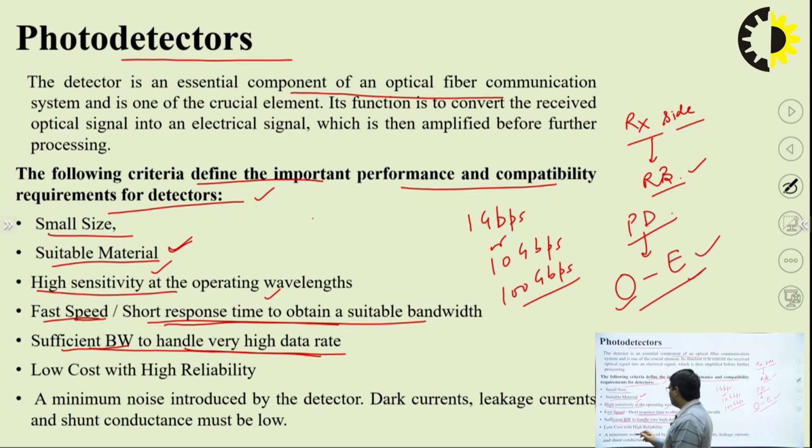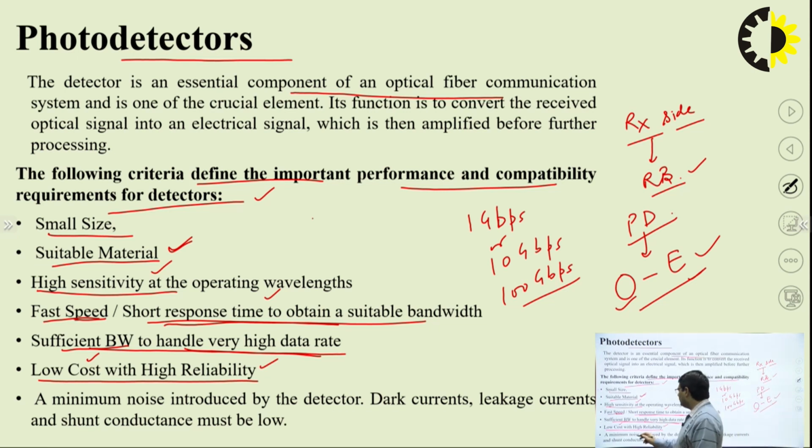Next is low cost with high reliability. We know that the cost factor is very important. So the cost of the photodiode or photodetector must be as low as possible, and the photodetector must be highly reliable.